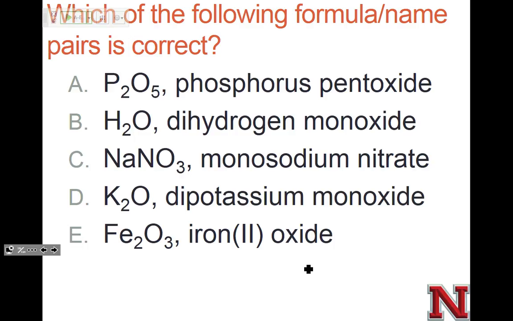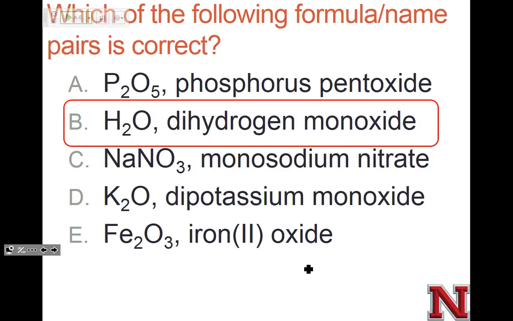So looking at these, this one's incorrect because we have 2 phosphorus atoms and we're not specifying that. We need to specify that. If I drew this from the name, I'd have PO5, and that's not true. It's P2O5, so I would need diphosphorus pentoxide. Dihydrogen monoxide is in fact correct for H2O. We don't name our ionic bond, and this is an ionic. We have a sodium ion and an NO3 ion, so that's an ionic bond, and we don't name that with our mono.